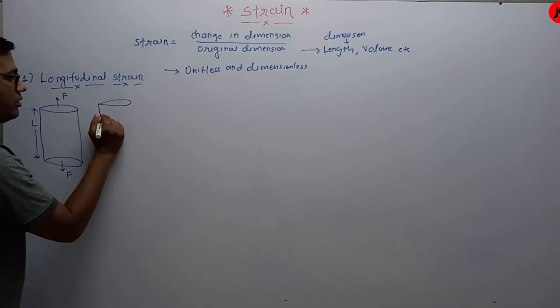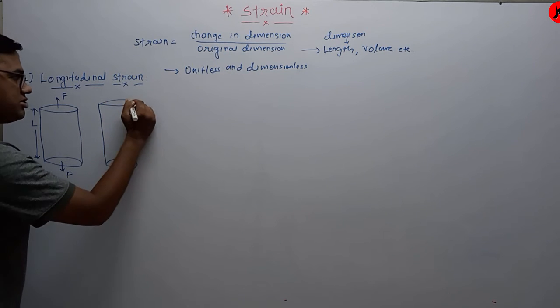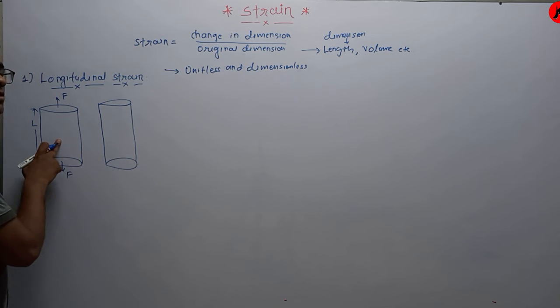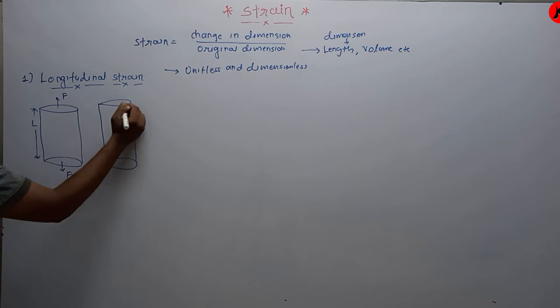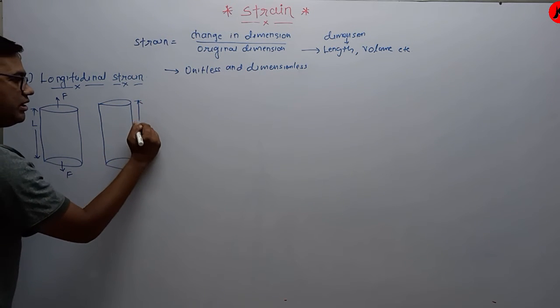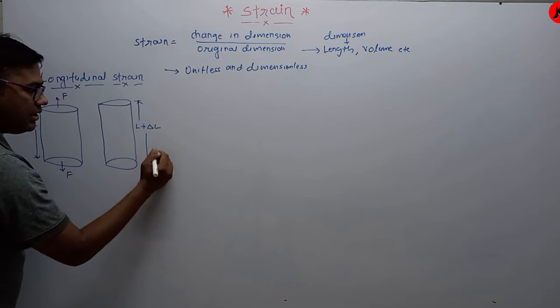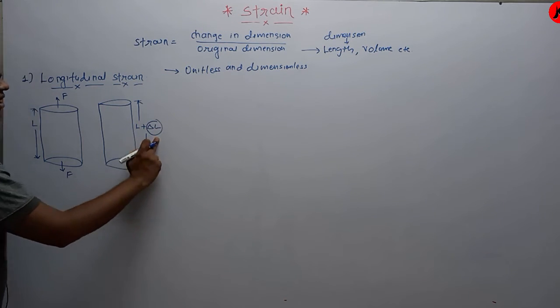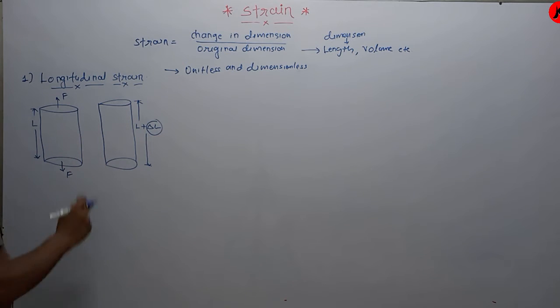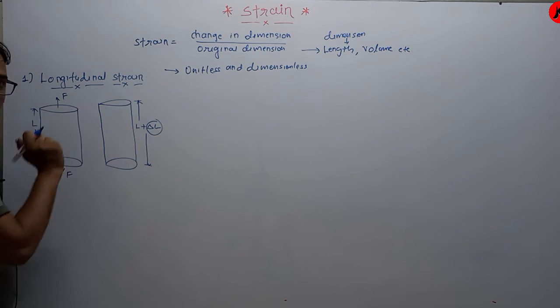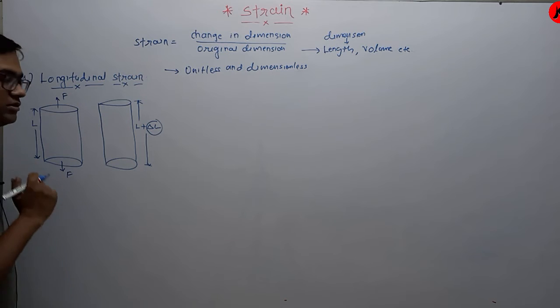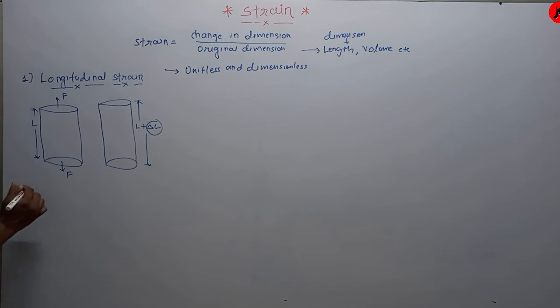Then the length of the cylinder will be changed, and the new length of the cylinder will be L plus delta L. Delta L will be the change in length of the cylinder by applying the stretching force from the two ends of the cylinder.